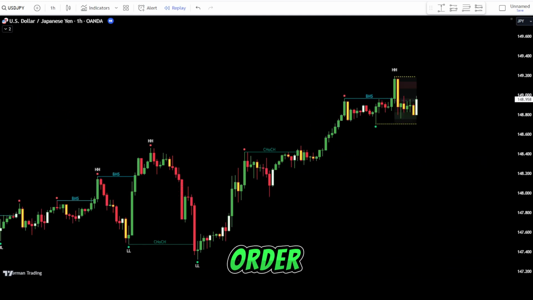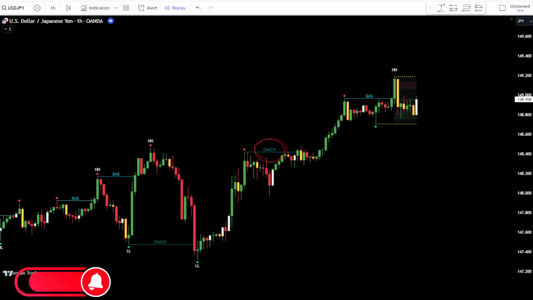How to place a buy order. 1. If there is a trend change from bearish to bullish, pay attention to the change of character signal from the Smart Money Concept Expo indicator. 2. Wait until the price candlestick breaks the bullish market structure, marked by the appearance of the bullish break market structure or BMS signal.